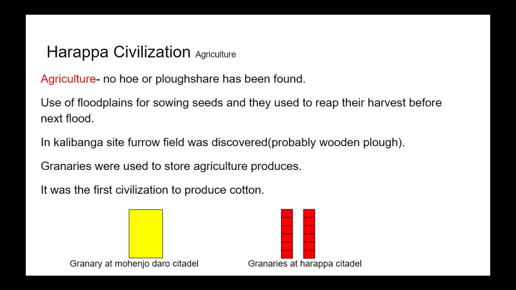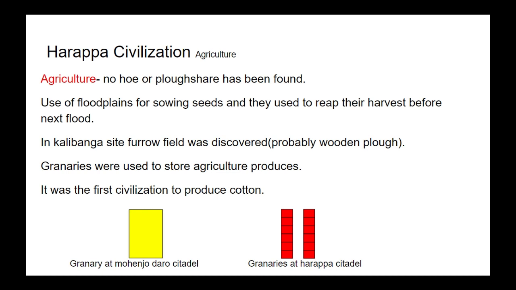We have seen civilization, we have seen towns, and we have seen towns with different characteristics. But to sustain a civilization, we need agriculture, trade, and many more surplus. So let's have a look at Harappan Valley civilization agriculture practices.